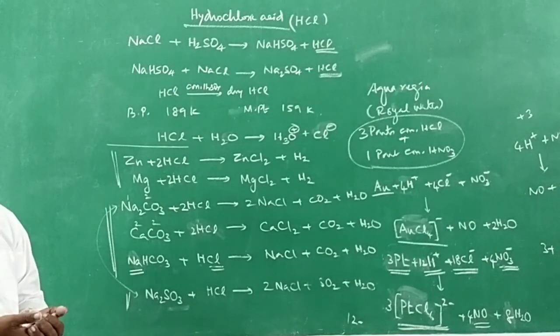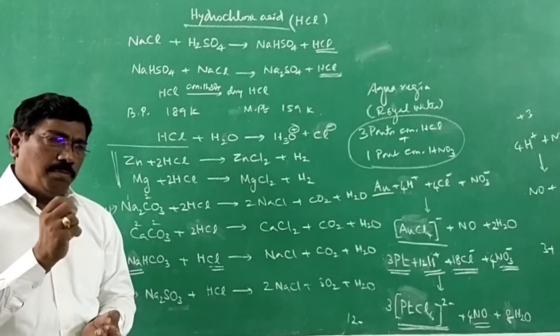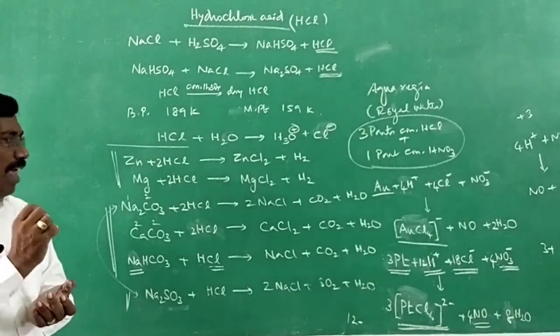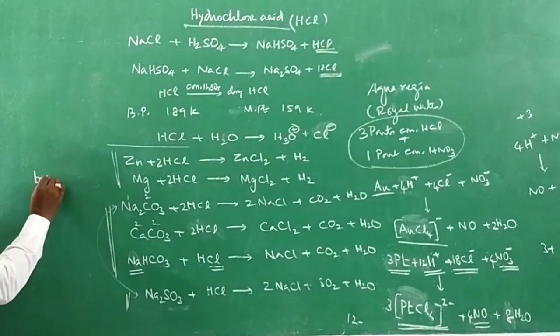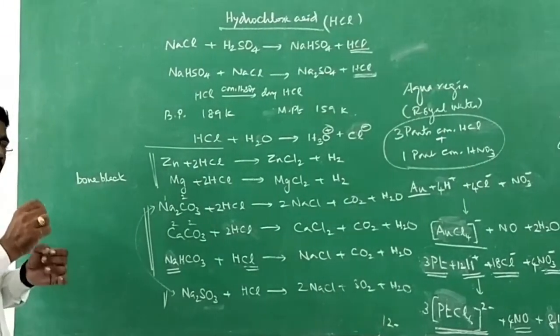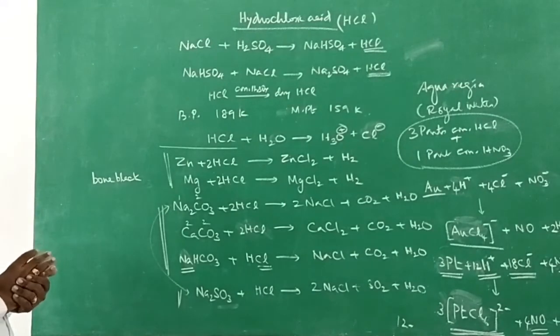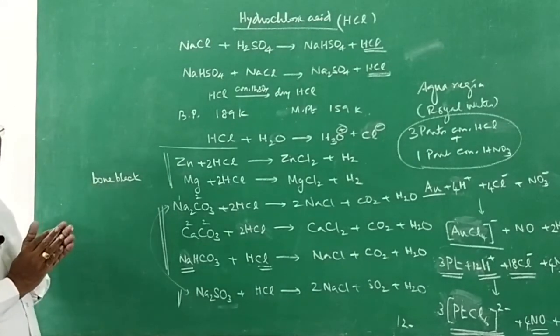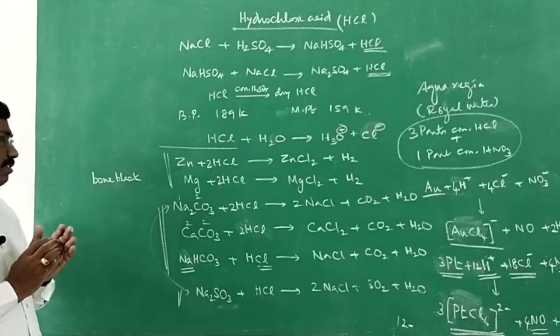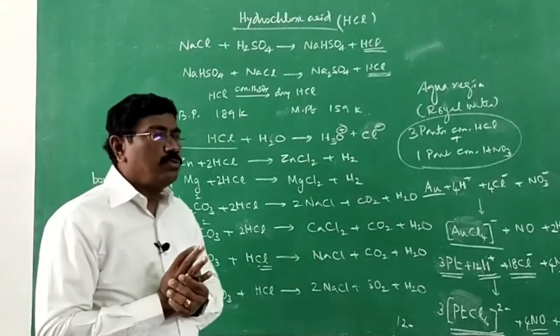Then it is also used in the extraction of glue from bone and bone ash, that is bone black we say. When bone is burnt with a limited supply of air, we will be getting bone black, bone charcoal. It will contain carbon along with calcium phosphate and all. So to purify this, hydrochloric acid is used. So these are all the uses of hydrochloric acid.